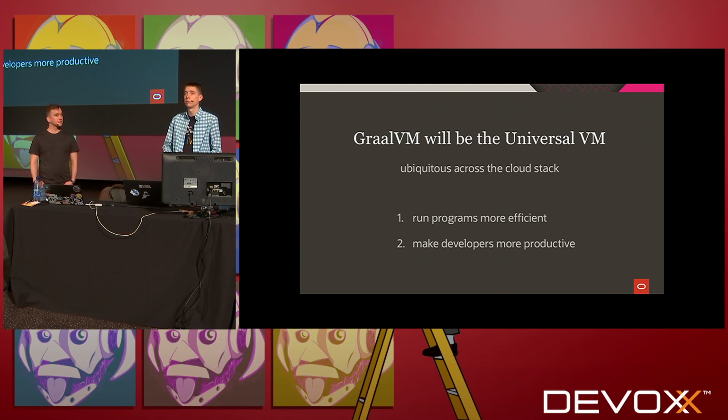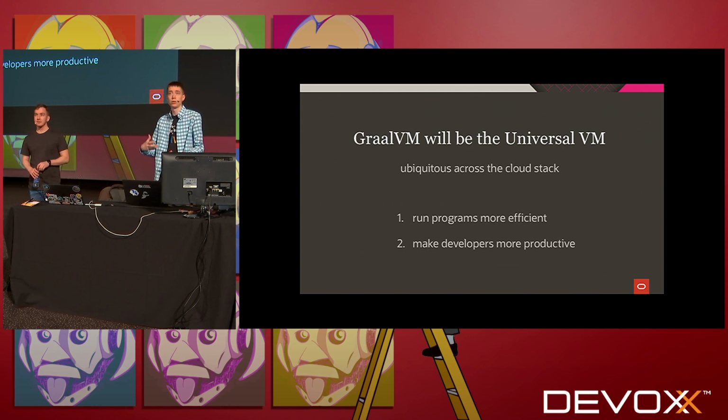The second thing is we want to make developers more productive. One of the ways we do it is by allowing you as a developer to run these different languages with the same infrastructure pieces. So you don't need to configure your garbage collector differently when you run a JavaScript application compared to a Java application. We also make developers more productive by allowing you to combine programs of different languages. So you don't need to create a REST interface and network communication when you want to call from JavaScript to Java or the other way around.